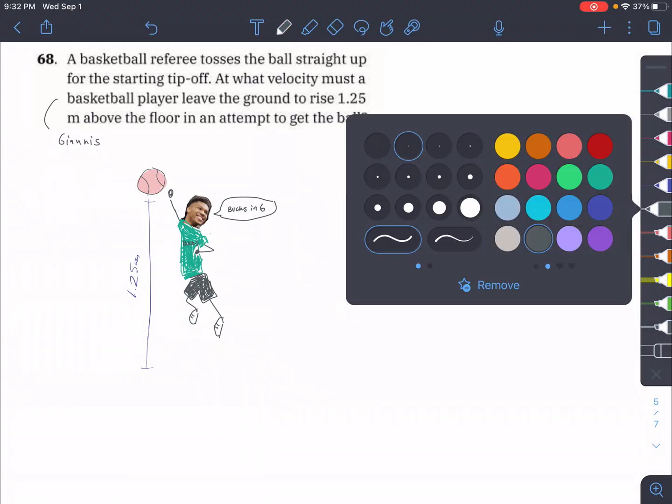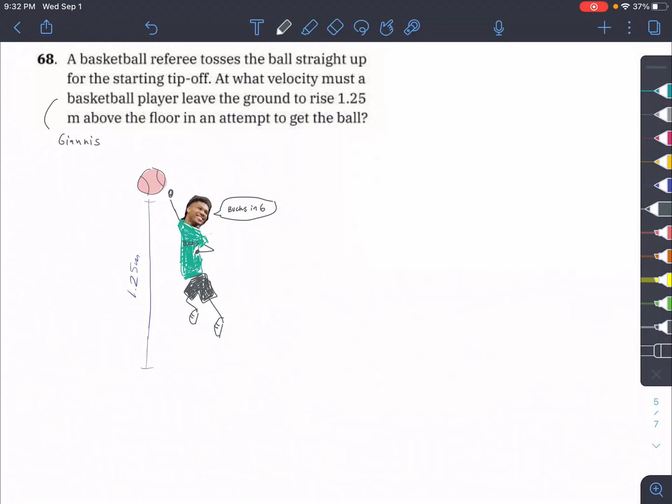Okay, so in this problem, we have a basketball player that's trying to jump up to get the tip off. So we want to know what velocity he's leaving the ground at to be able to get 1.25 meters up in the air to get the tip off. Okay, so we're given these things from the problem.